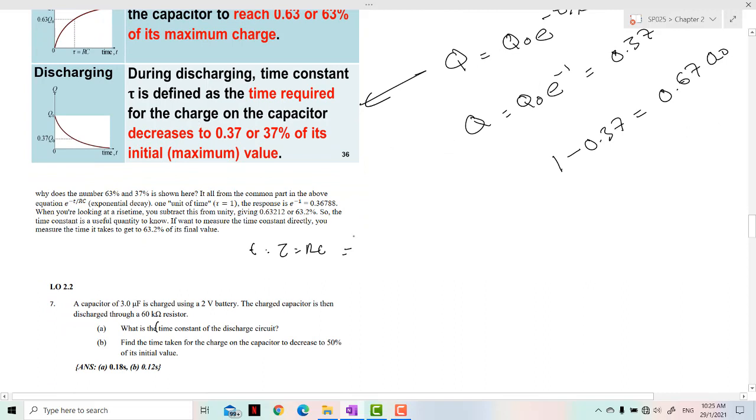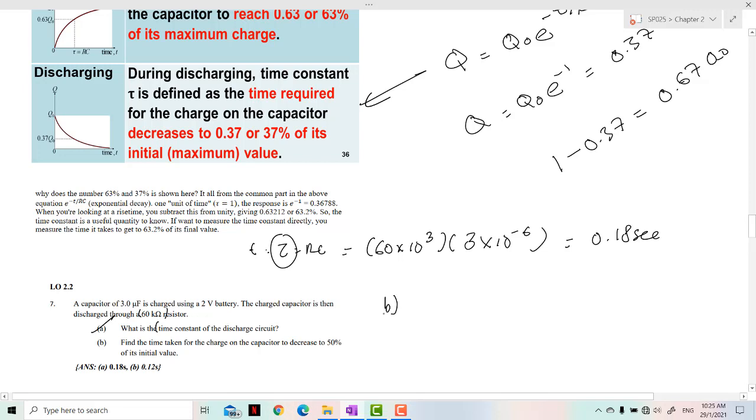So to find RC, what is given? It gives you a resistor of 60 kilo ohms and a capacitor of 3 microfarad. So 60 times 10 to the power of 3, multiplied by 3 times 10 to the power of negative 6. If you multiply this together, you should get tau equal to 0.18 second. That's your tau, the time constant, done. Simple. Remember, the time constant is tau, equal to RC.